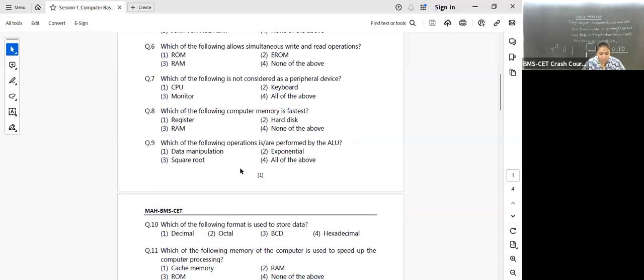Okay, next is which of the following computer memory is the fastest? Now there are 4 options. What is the first option? Register. Second one, third one, and last one. Okay, so when I talk about RAM, of course I said it is on the motherboard. It is in the form of a chip, RAM chip. Then hard disk, again it is connected on your motherboard.